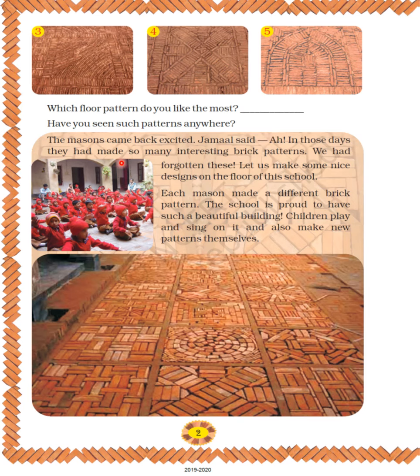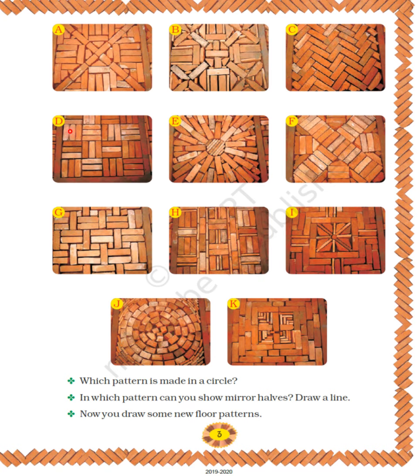Now these three masons came back excited, and after coming back they made these beautiful brick patterns on the floor of the school building. We can see they are very pretty, unique and different from one another. On the third page we can see different floor patterns, and there are 11 floor patterns here. Each one is different from the other. Now the first question: which pattern is made in a circle? If we start from A, the J pattern is made in a circle.